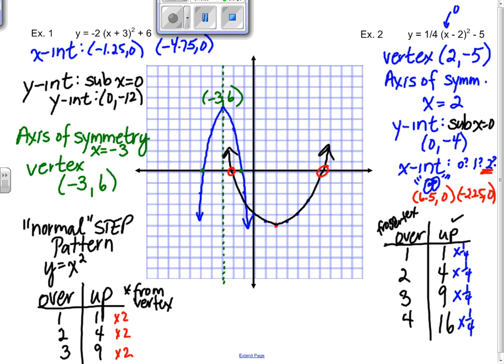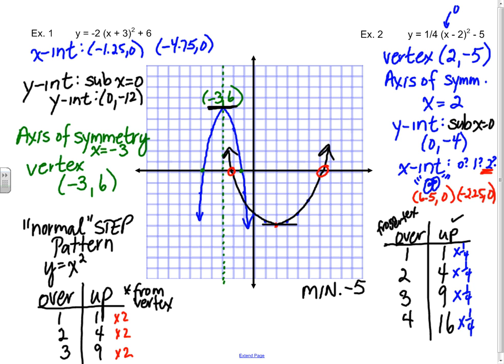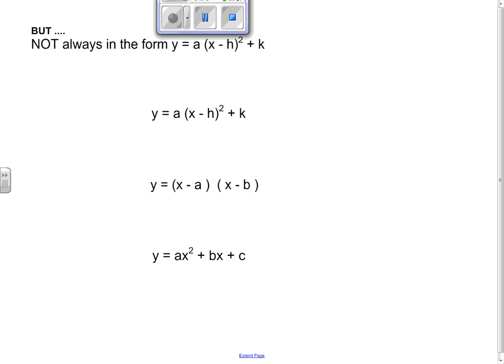Because this one opens upwards, it has a minimum value. There is nothing below that on my parabola. So there is a minimum value of the y value of the vertex, which is minus 5. My other parabola has a maximum at the vertex because it opens downwards. It has a maximum value of, where's my vertex? 6. Always the maximum is the y value of the vertex. It is particularly easy to graph when we have our equation in that form, in vertex form, which is what we were working on before.